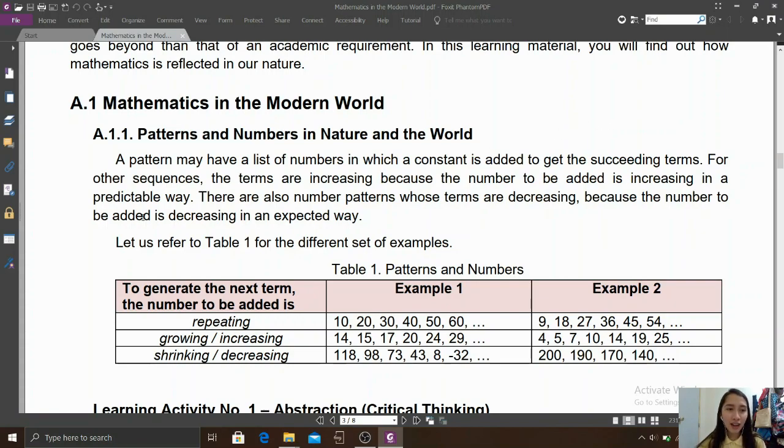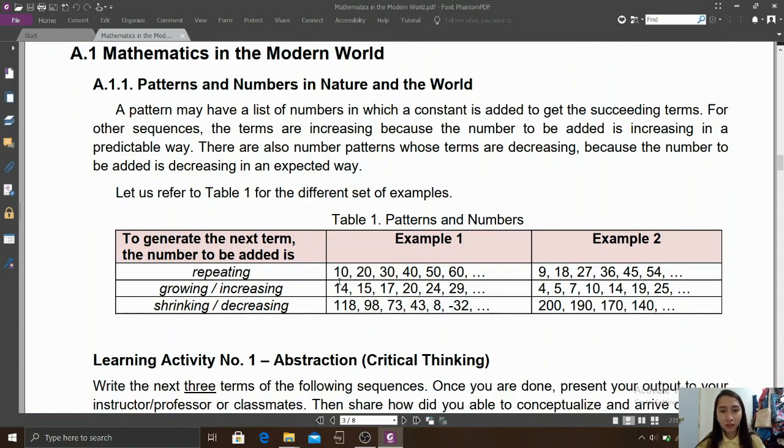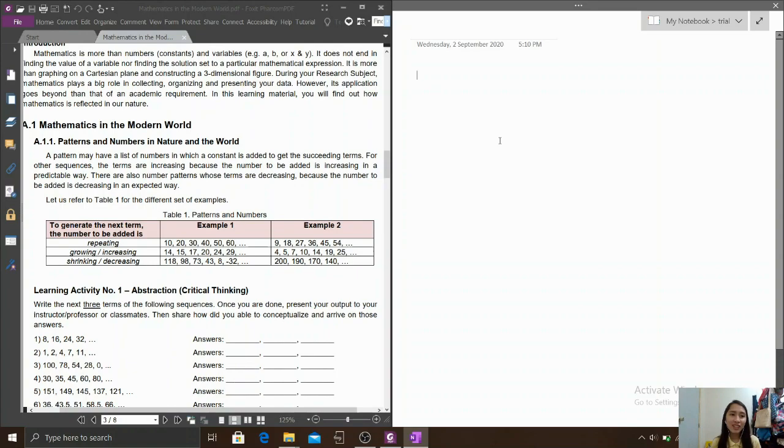So let us define sequence and term. A sequence is a list of numbers that follows a certain rule or pattern, while the term is the individual numbers in a sequence. It is very easy to generate the next term in a given sequence. In order to generate the next term, the number to be added is either repeating, growing, or shrinking.